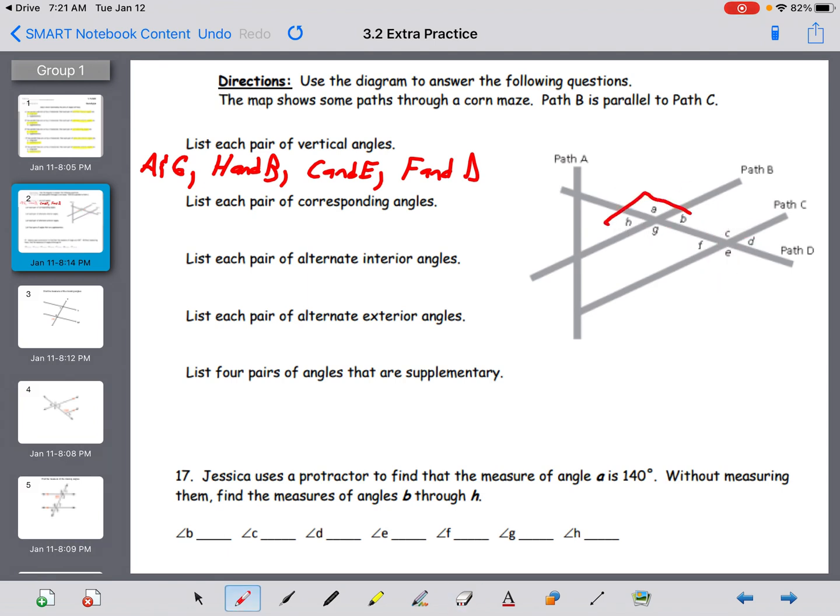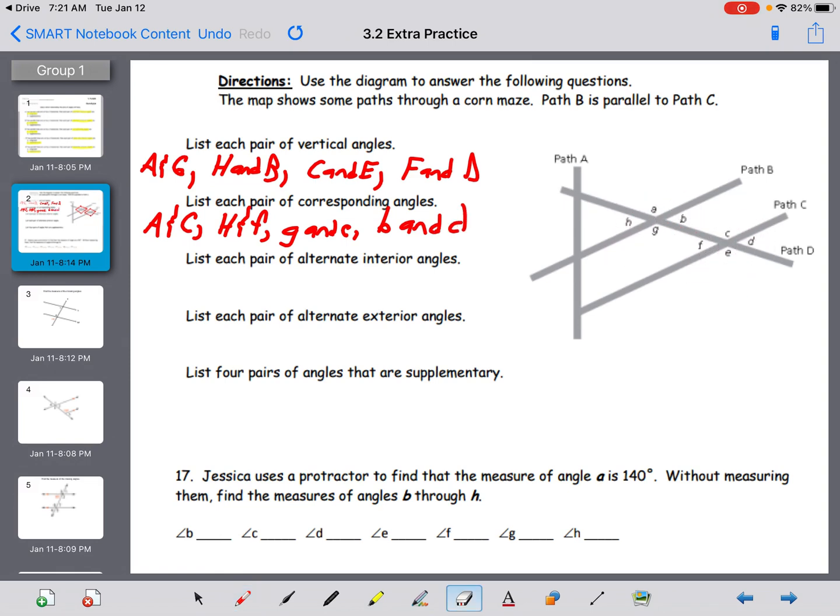Corresponding angles are, if we draw those visuals with those boxes, A and C would go together. H and F would go together. G and E would go together. And B and D would go together.